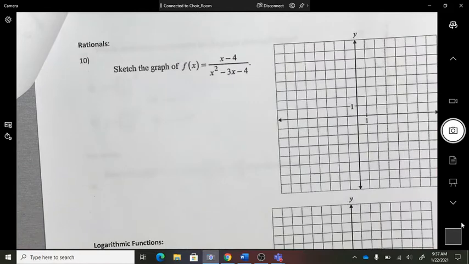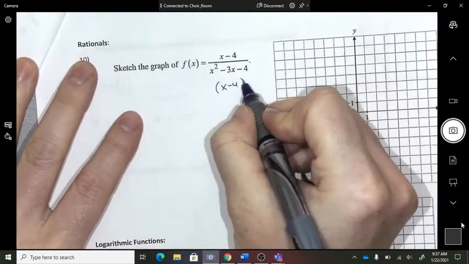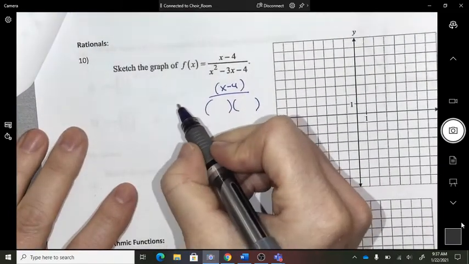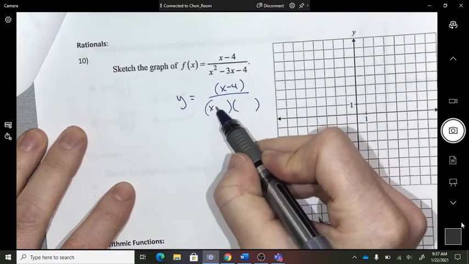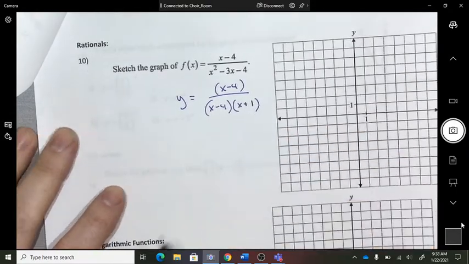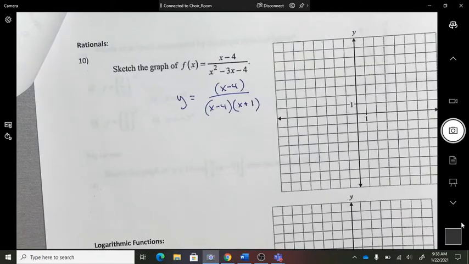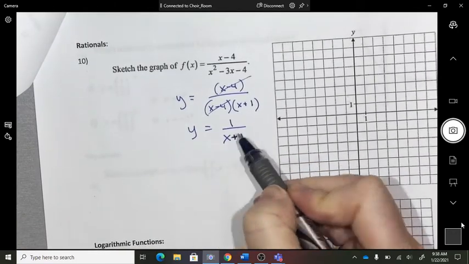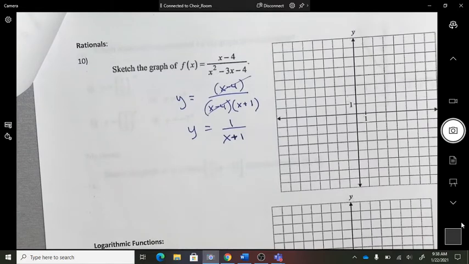Okay, rational functions. I'm going to factor this and see what happens. Can you try to factor the bottom there? Do you get something that cancels now? Okay, so we have to analyze what happened.